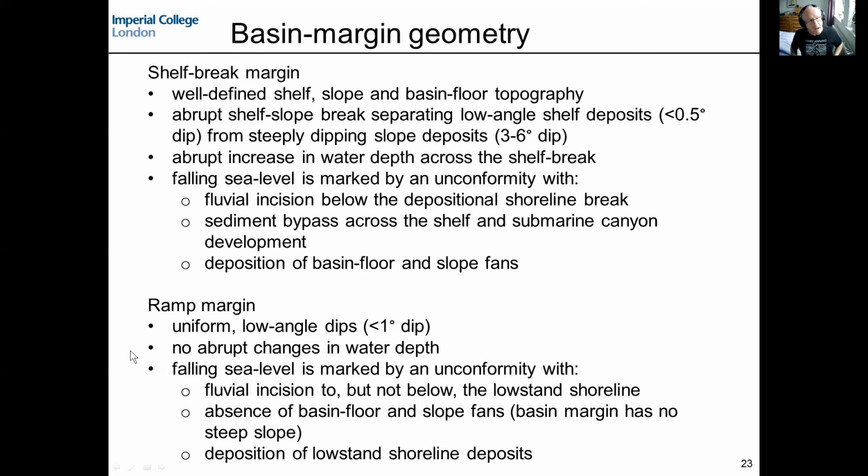Okay, you'll also see models at the bottom of the screen that represent the same sea level and sediment supply conditions, but in a basin with a different geometry, one that has a uniform, gentle dip from the margin towards the center. So a ramp type margin. Uniform low angle dips. There's no abrupt changes in water depth. The water depth gradually increases as we go from the margins of the basin towards the center. And in this basin, falling sea level has a different expression to what it has in a basin with a shelf break morphology.